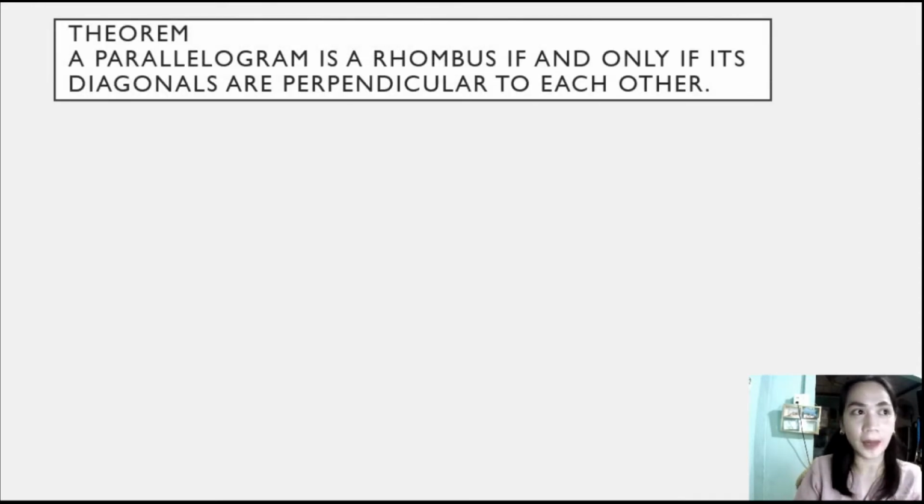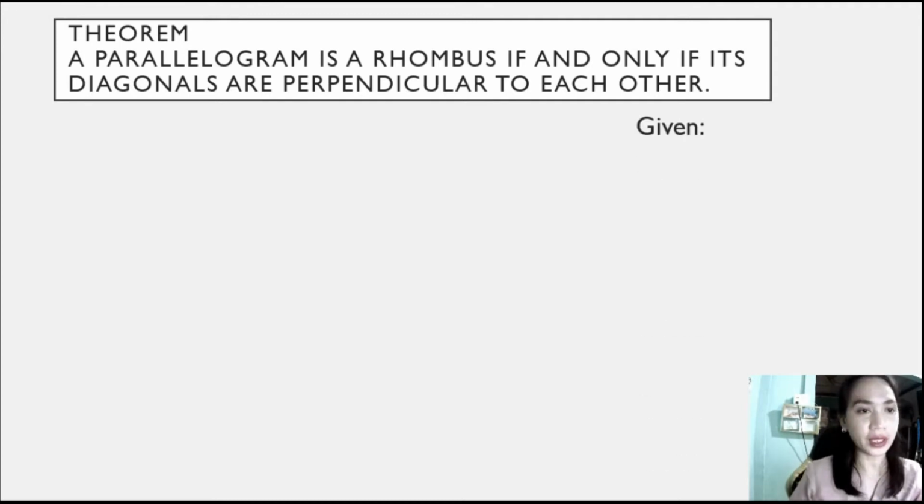For the second theorem, a parallelogram is a rhombus if and only if its diagonals are perpendicular to each other. So, kailangan lang natin mapakita dito na yung diagonal niya daw dapat perpendicular para masabi natin na yung parallelogram natin ay isang rhombus.